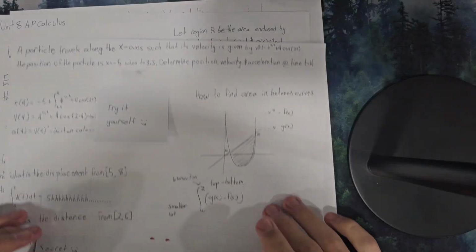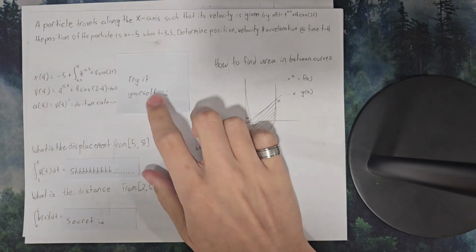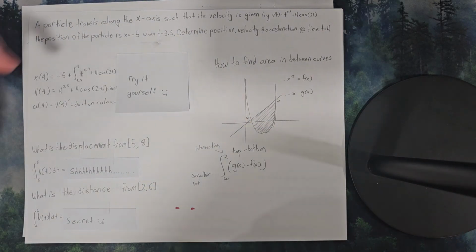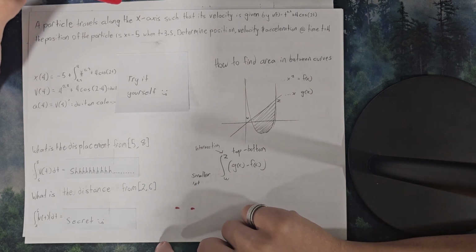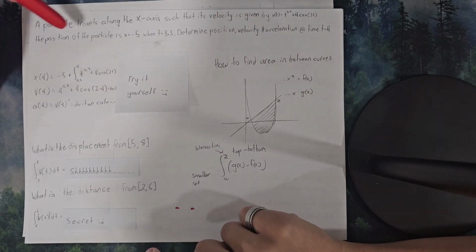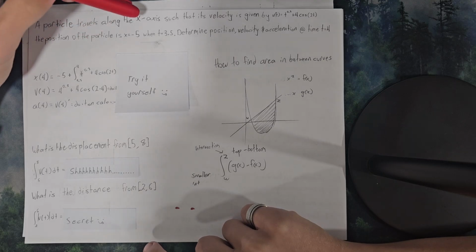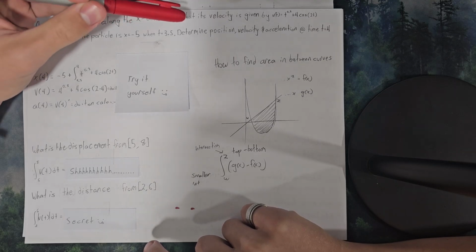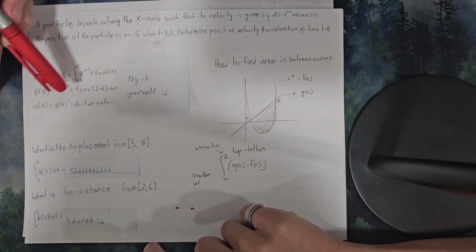Let's go over a context problem. I have some hidden solutions here, as you can see. A particle travels along the x-axis such that its velocity is given by v(t) = t^0.3 + 4cos(2t). The position of the particle is x = -5 when t = 3.5. Determine the position, velocity, and acceleration at time t = 4.